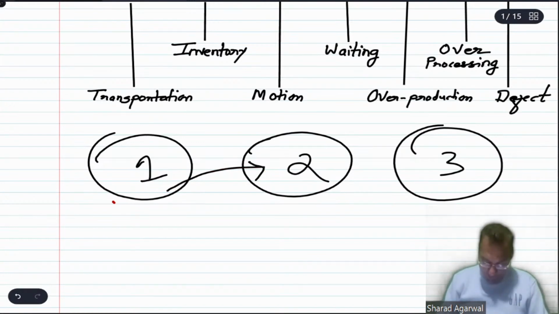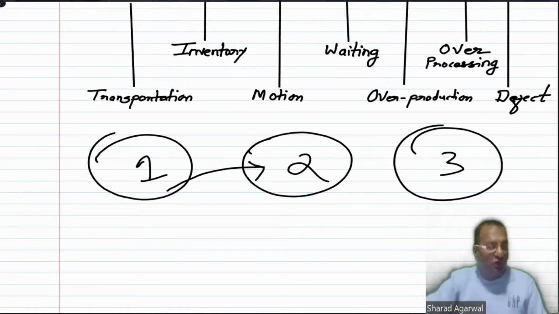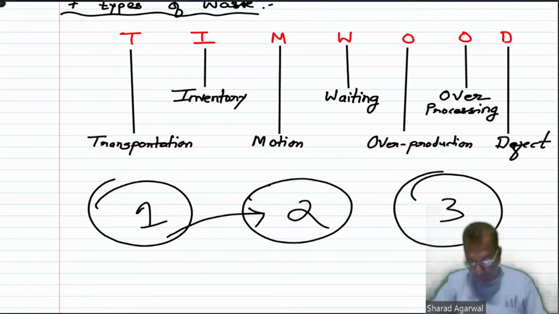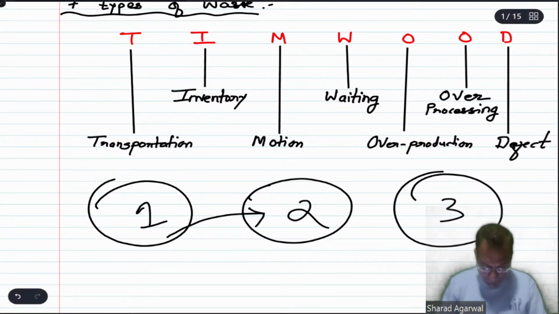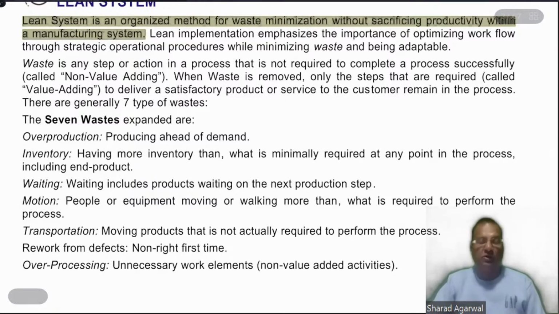So here, due to the low speed of department 1, many times workers and machines of department 2 are kept waiting for an input. And such waiting costs not only in terms of labor cost, but also in terms of idleness of machines. So that is the fourth type of waste, that is waiting. Okay, write down about waiting: product waiting on the next production step.